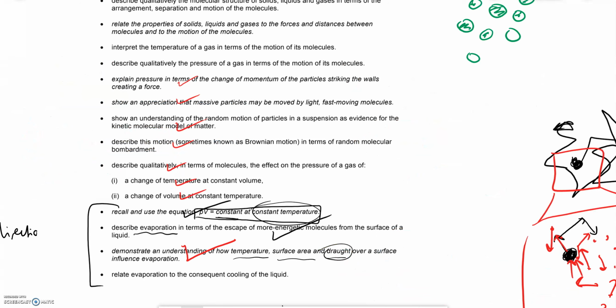So just to review, we've now covered this, demonstrating understanding, so we need to explain it in terms of the molecular model, why temperature, surface area and draft affect the rate of evaporation. And then finally, the last one, which we just talked about, is how evaporation causes the liquid remaining to cool down because the highest energy particles escape.